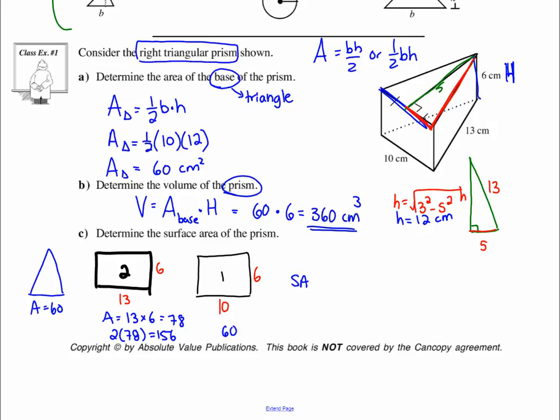So the total surface area, 60 plus 60 plus 156. No. Oh, yes. Yes. Thank you. How many triangles do we have? 2. You're right. So that would be 2 times 60. So the total area here is 120. That's better. Thank you. Which gives you 336 centimeters squared.